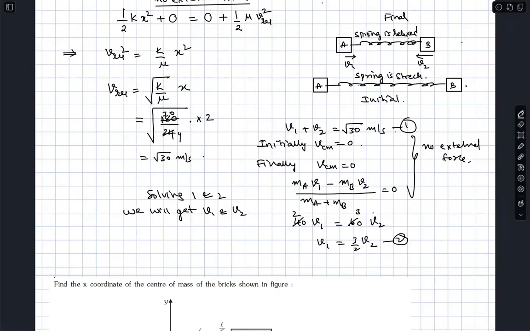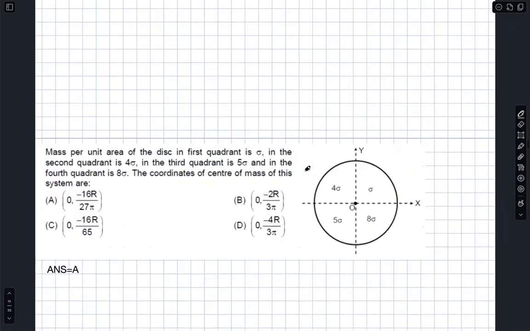What concepts have I used in this question? No external force, one characteristic of the system. Next, the center of mass frame of reference concept is used. Right. If you are learning as if it is social studies, I cannot help you. That's the problem.